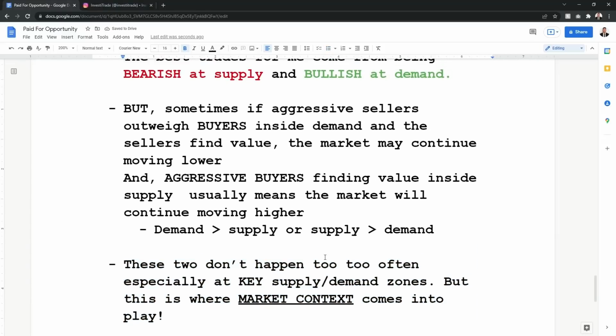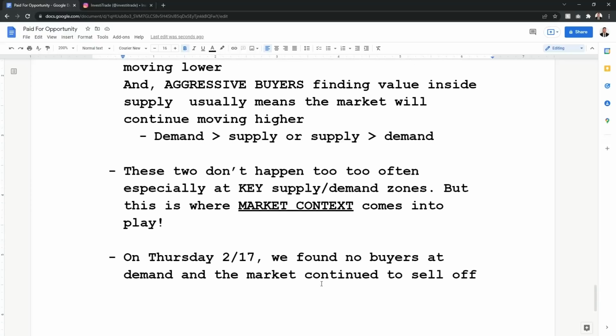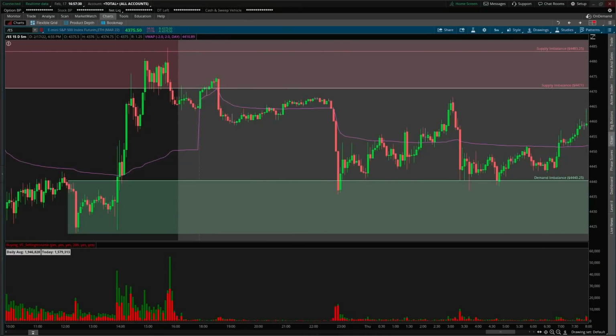These things do not happen too often, especially at key supply or demand zones, but this is where market context comes into play. And on Thursday, February 17th, we found no buyers at demand and the market continued to sell off. So the first thing I want to get into is the pre-market plan.